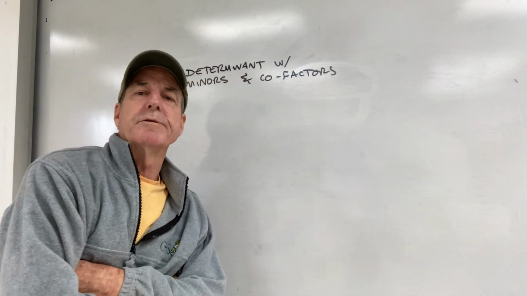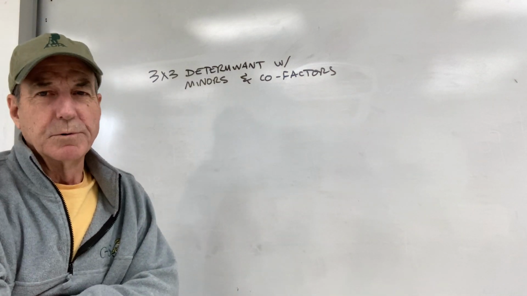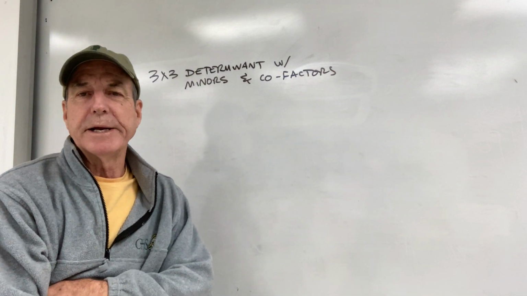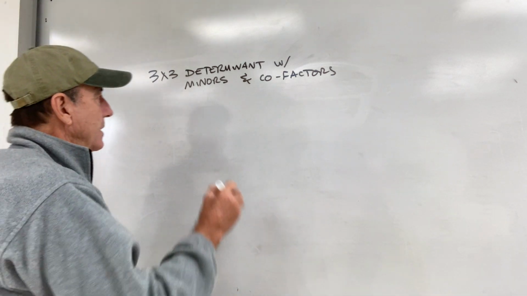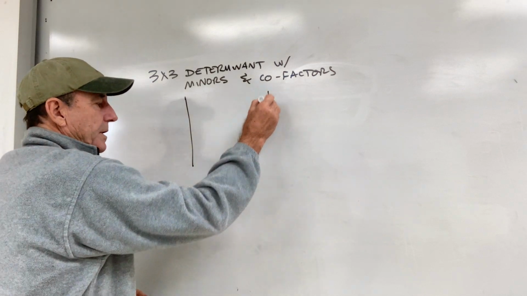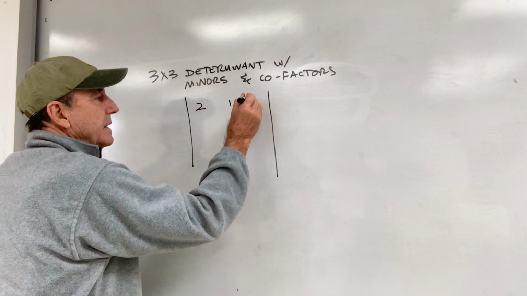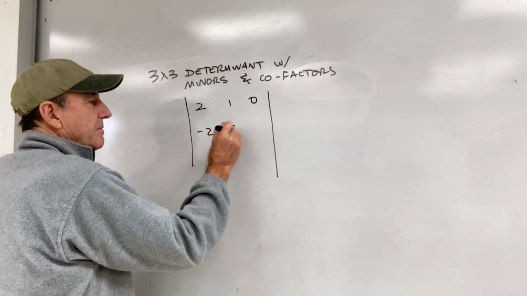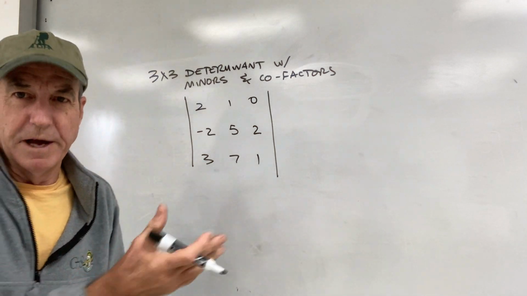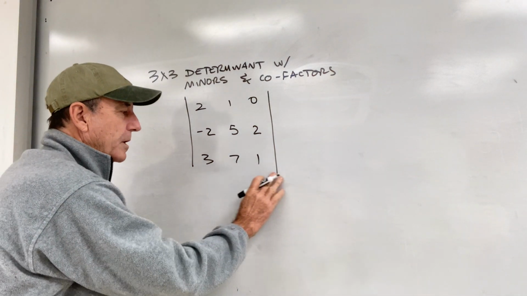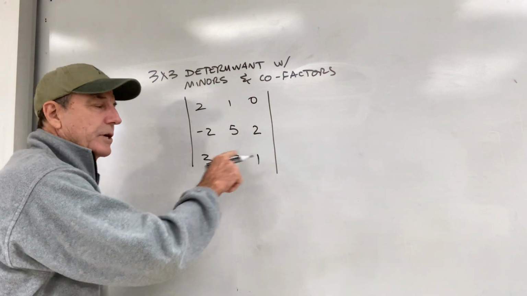Okay, this little video is on calculating 3x3 determinants, not using the rule of Sarrus, but using minor determinants and cofactors. So let's look at an example. We have a 3x3 determinant, and I'll just throw out some numbers at random here: 2, 1, 0, negative 2, 5, 2, 3, 7, 1. And our task is to determine the value of this determinant. But we're not going to be using the rule of Sarrus, but rather minors and cofactors.